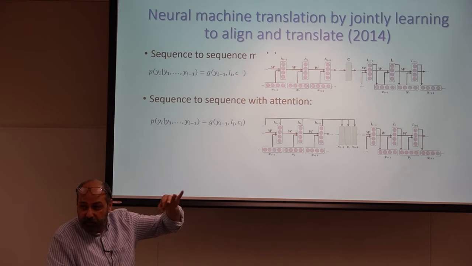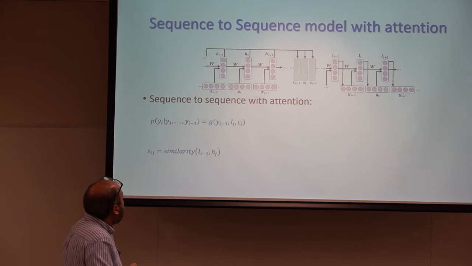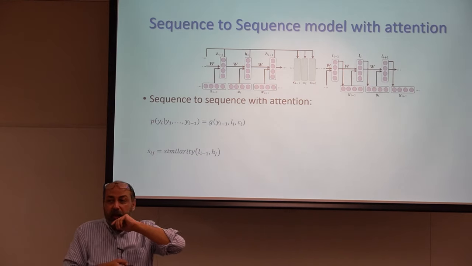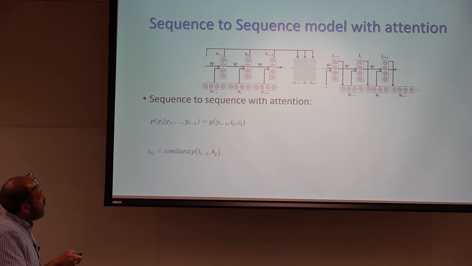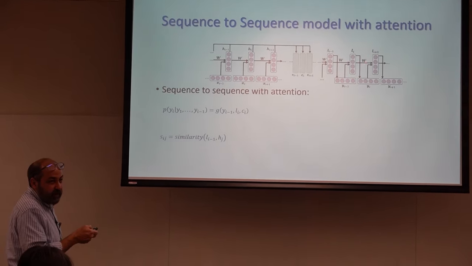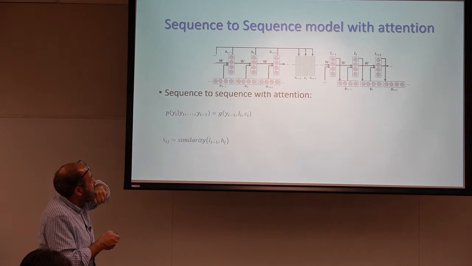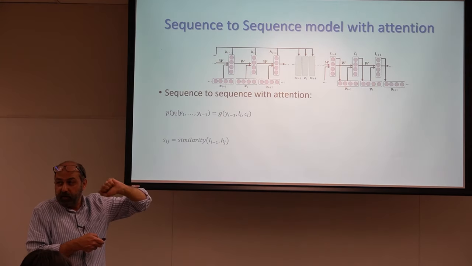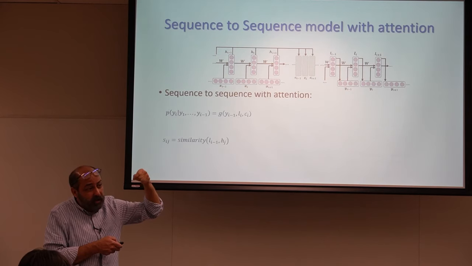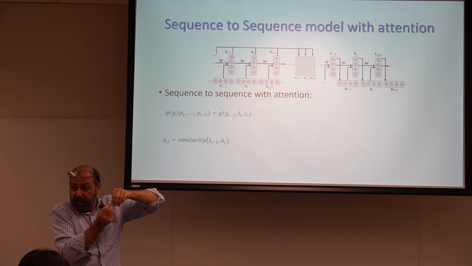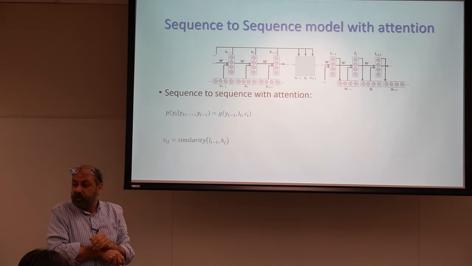It has to do with the word i that you want, and the position i that you want to compute. So how do I compute ci? I can compute the similarity. I am in this position, and I compute the similarity with these hidden states. I want to compute the word yi, and to compute it, it's a function of yi minus one and si. So I can look at the similarity between the state right before this, si minus one, and all hidden states of the encoder, h1, h2, h3.